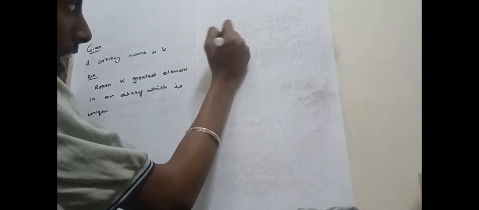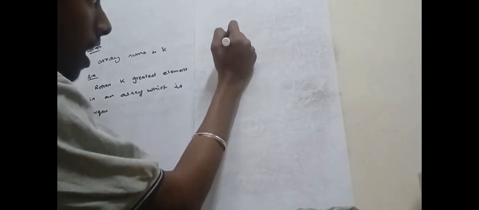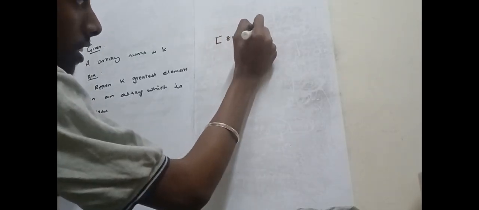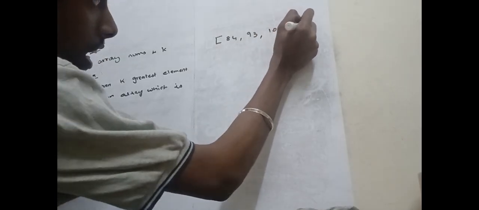So here's the next question. Maximize sum of at most k distinct elements is the question. You're given an array nums and integer k. Okay, let's take the direct test case. That's 84, 93, 100, 77 and 90. And then integer k. That's 3.